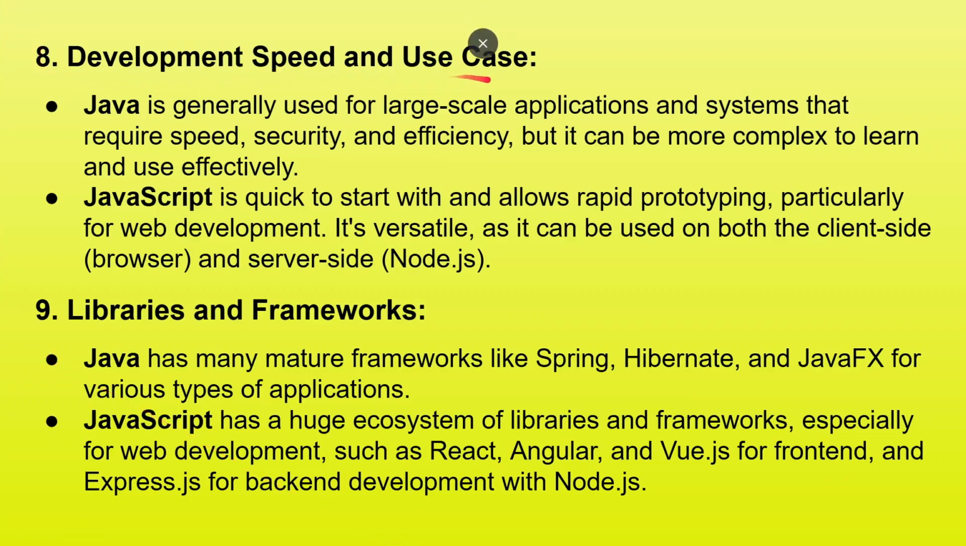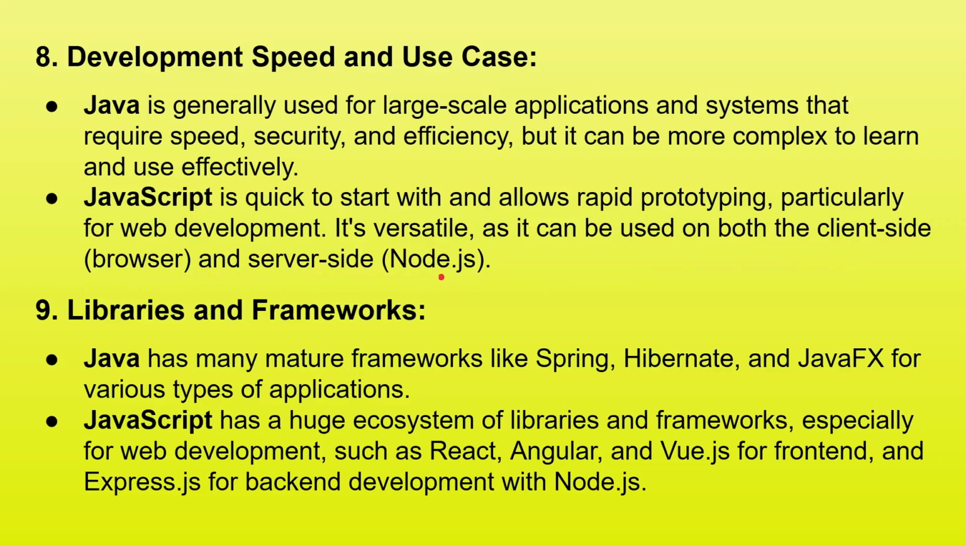Development speed and use cases. Java is generally used for large scale applications and systems that require speed, security, and efficiency. But it can be more complex to learn and use effectively. JavaScript is quick to start with and allows rapid prototyping, particularly for web development. It's versatile as it can be used on both the client side, the browser, and the server side, Node.js.